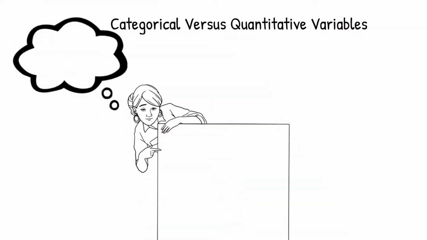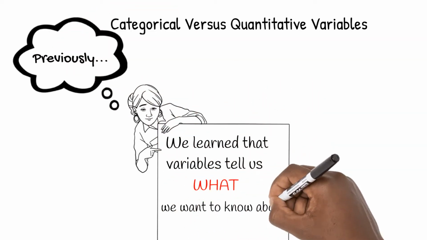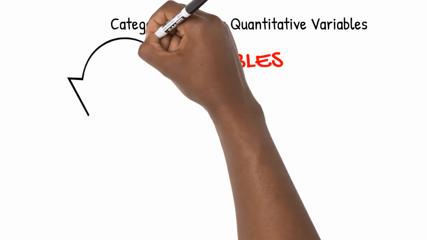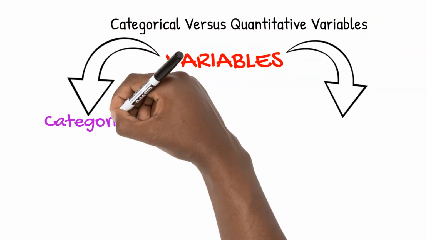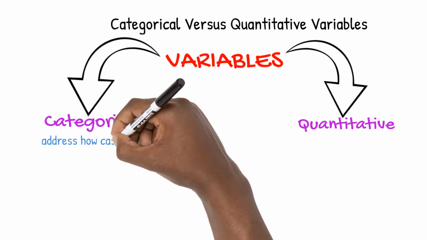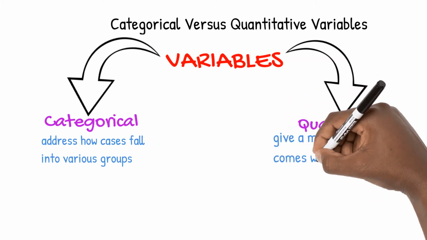In this video, we'll be looking at categorical versus quantitative variables. Previously, we learned that variables tell us what we want to know about who we're studying. There are two major types of variables in statistics, categorical and quantitative. Categorical variables address how cases fall into groups, while quantitative variables give a measurement and come with units.